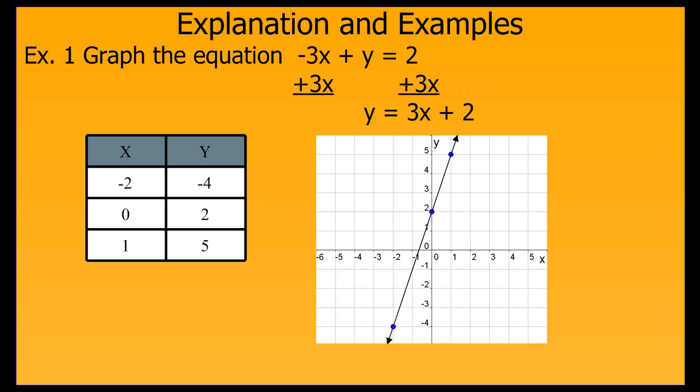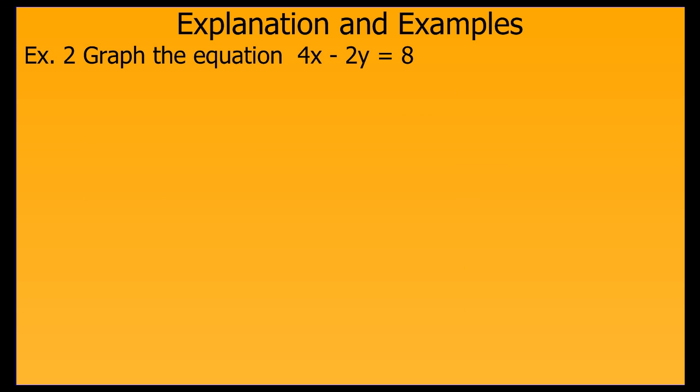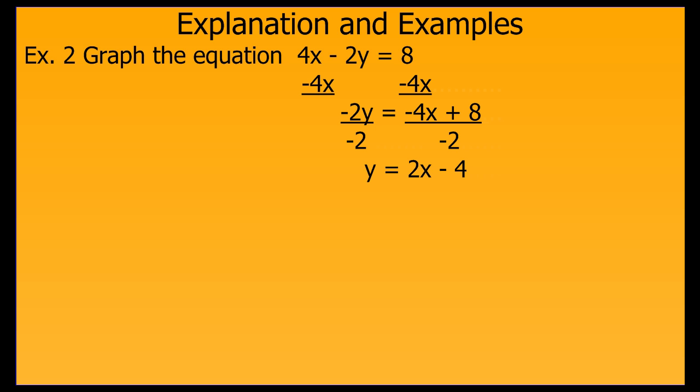Let's try another example. Again, we choose to solve for y because it makes it easier to generate our table of values, so we first subtract 4x from both sides. Then we divide both sides by negative 2, which gives us the equivalent equation y equals 2x minus 4.